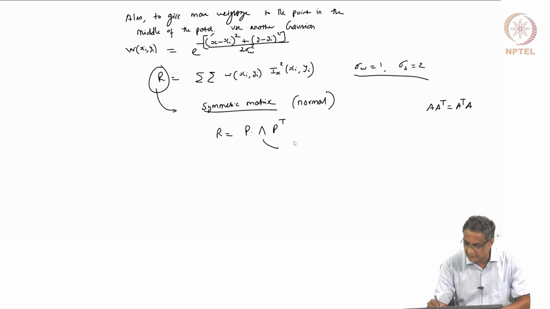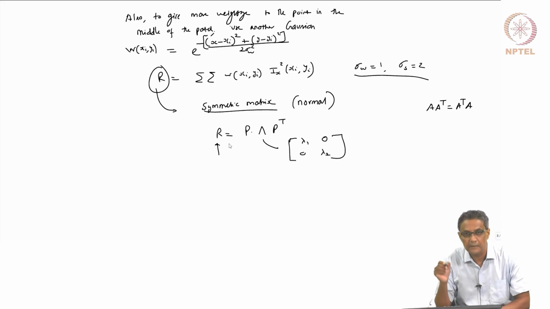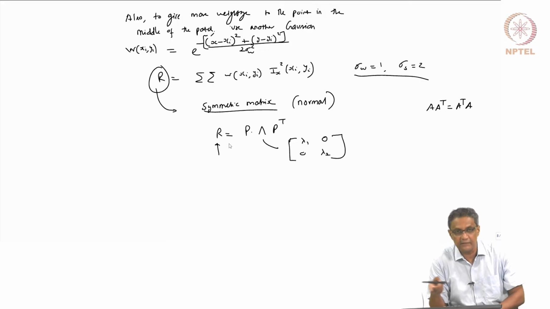So this is actually a diagonal matrix, right? So this is like lambda 1, 0, 0, and then you see lambda 2. And these are the eigenvectors of R. This is called an eigenvalue eigenvector decomposition, right? Why do you call it eigenvalue eigenvector decomposition? Because P is made up of the eigenvectors. So what of the P? Is it the rows of P or is it the columns of P?